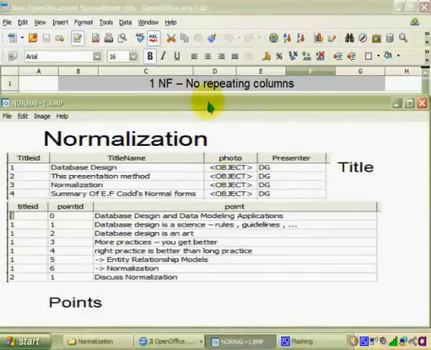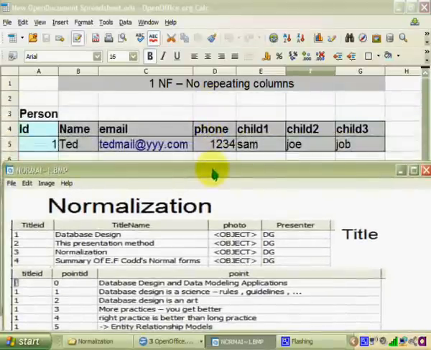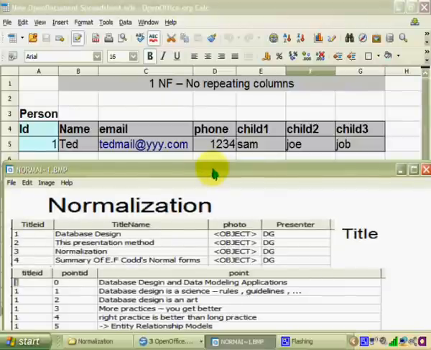So the first normal form states that there are no repeating columns. An example of it will be, I'm hiding the other things so that you can concentrate on what I'm saying. It says no repeating columns. So now let's say for example I have this design, a person table with the columns ID, name, email, phone, child 1, child 2, child 3.